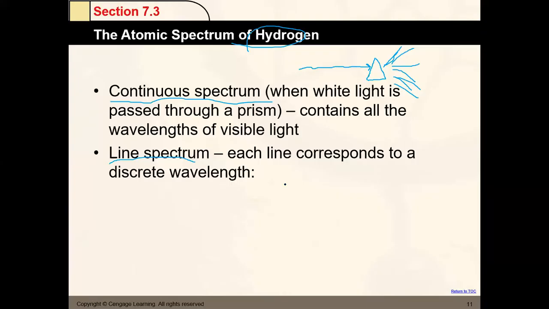I'm going to go back to the presentation. Okay, so going back here to the presentation, that was the difference between continuous spectrum and line spectrum. That is really what Bohr was looking at.